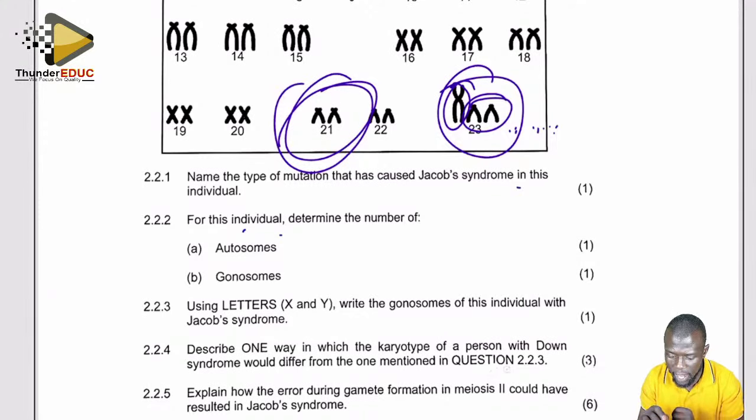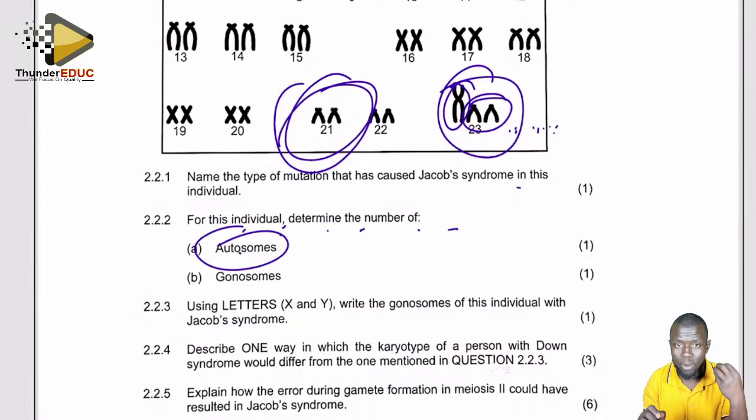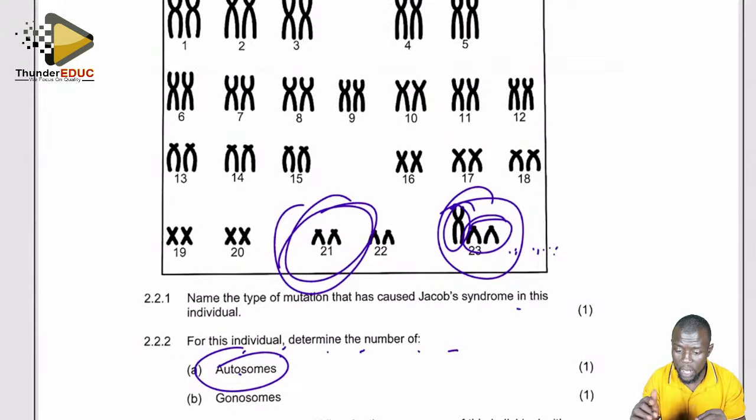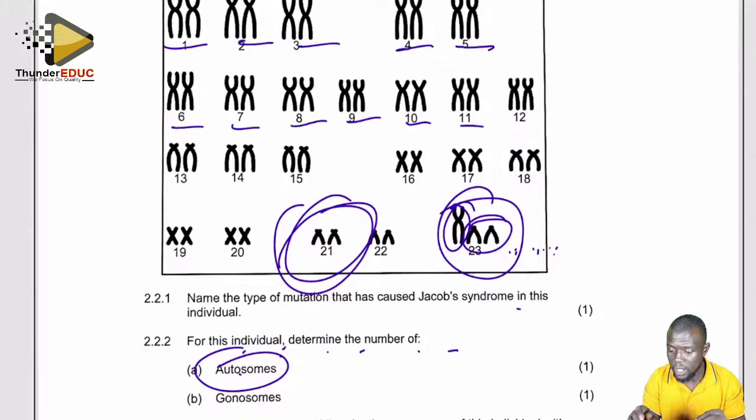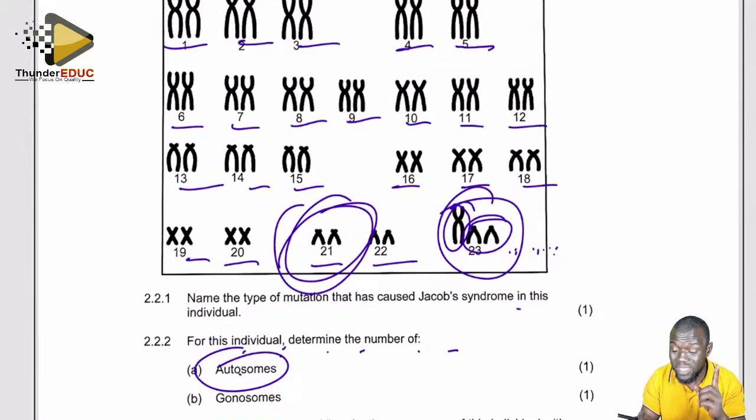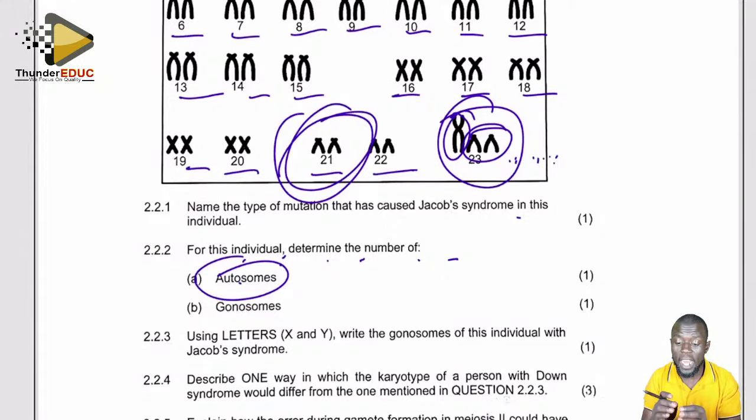They're saying that for this individual, determine the number of autosomes. Remember, autosomes are the chromosomes which are not sex chromosomes. So I'm going to count them: 1, 2, 3, 4, 5, 6, 7, 8, 9, 10, 11, 12, 13, 14, 15, 16, 17, 18, 19, 20, 21, 22. Guys, always count them, because sometimes there is one where there are 3 of them. So autosomes, there are 22 pairs.